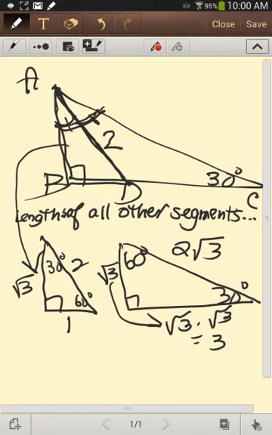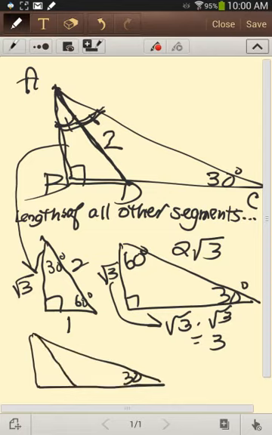So we would end up then with all the parts we need from the original diagram. So this would be 2. This would be radical 3. This would be 1. This would be 2. So the whole side would be 3, and this would be 2 radical 3.